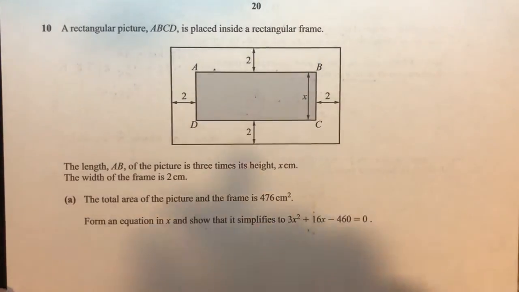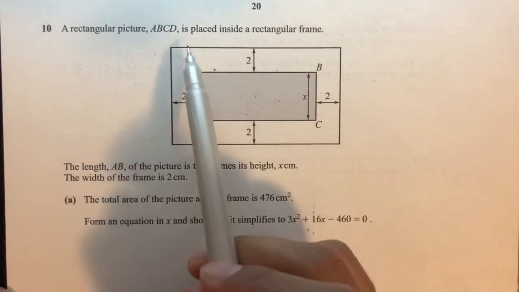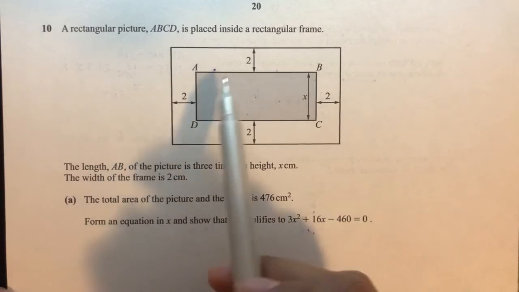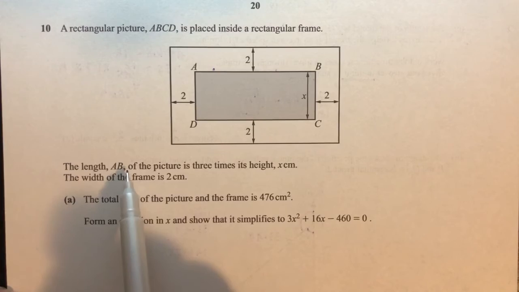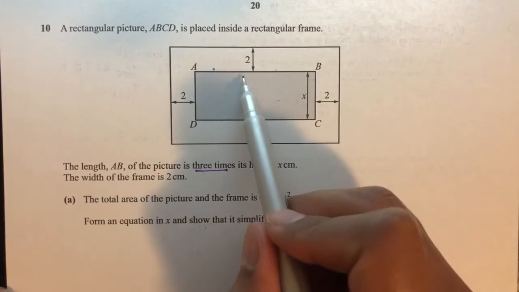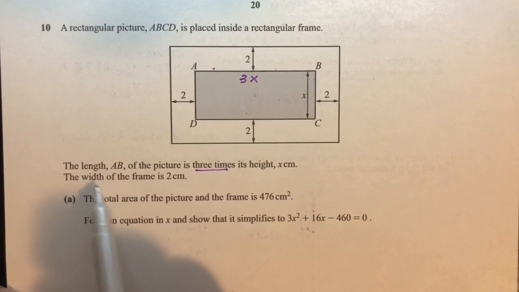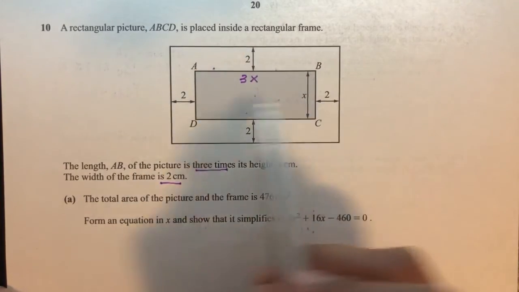Question number 10, we have a rectangular picture ABCD placed inside of a rectangular frame. So as you can see, this is the picture and this is the frame. Now, the length AB is 3 times its height. So AB will be 3x. Now, the width of the frame is 2 cm. So 2 cm, 2 cm, 2 and 2.